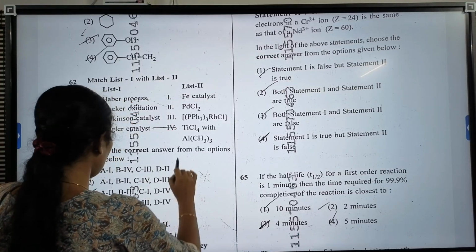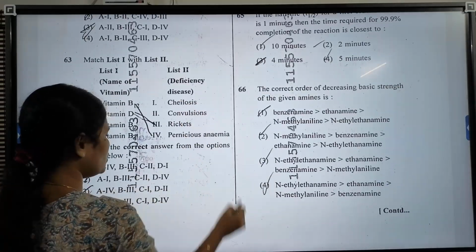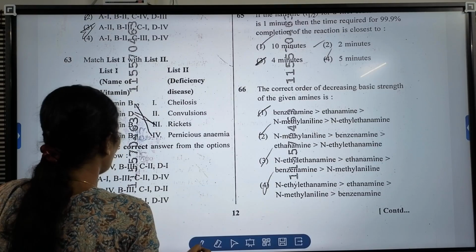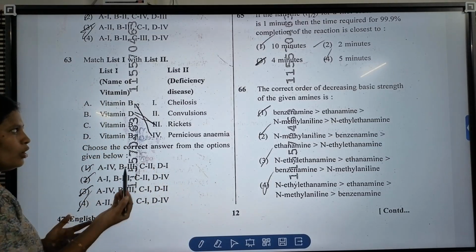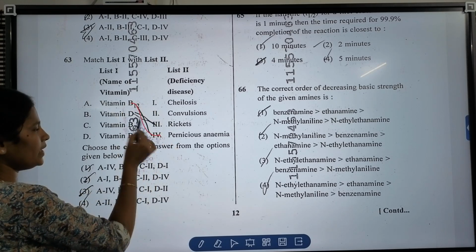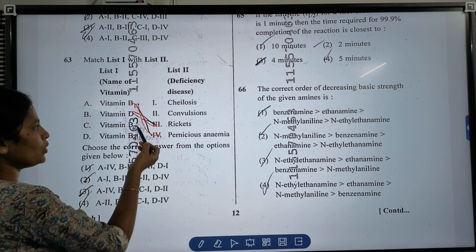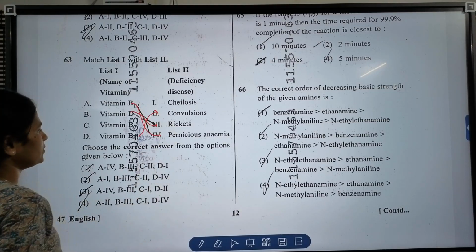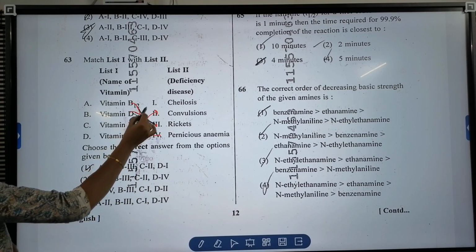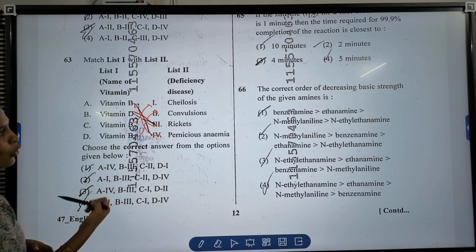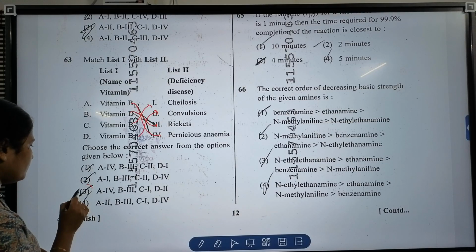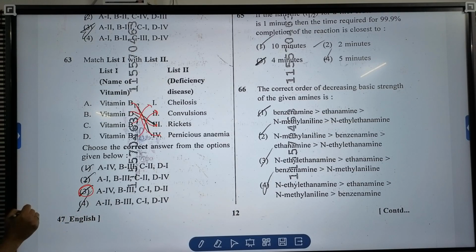Next one, match the following with the deficiency diseases. It's from the chapter biomolecules. It's a common topic. I think like this you can easily match: B12 anemia, rickets. What about B6? Convulsion. If you know that, you can go with the option. Then it will be like 4, 3, 1, 2. Yes, fine.